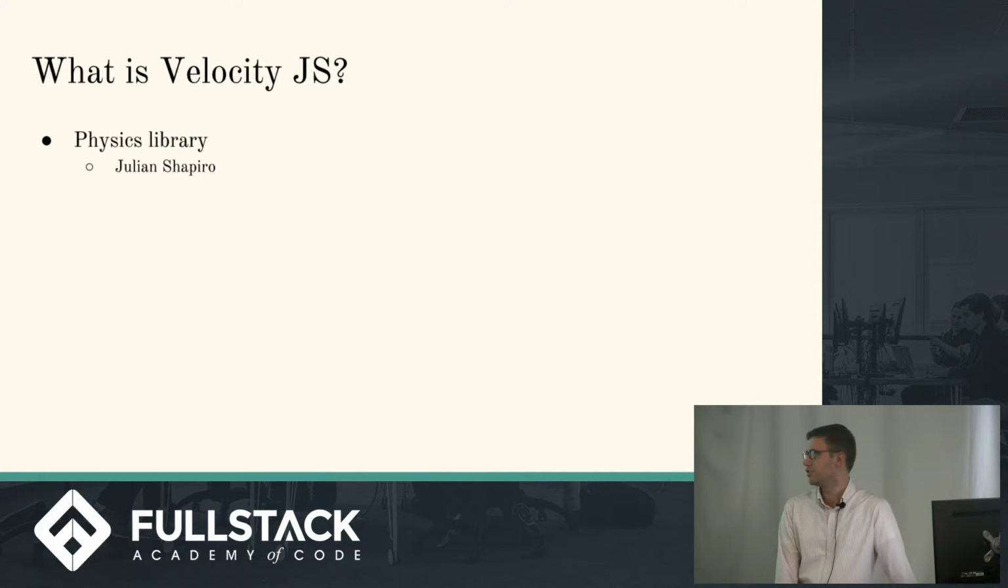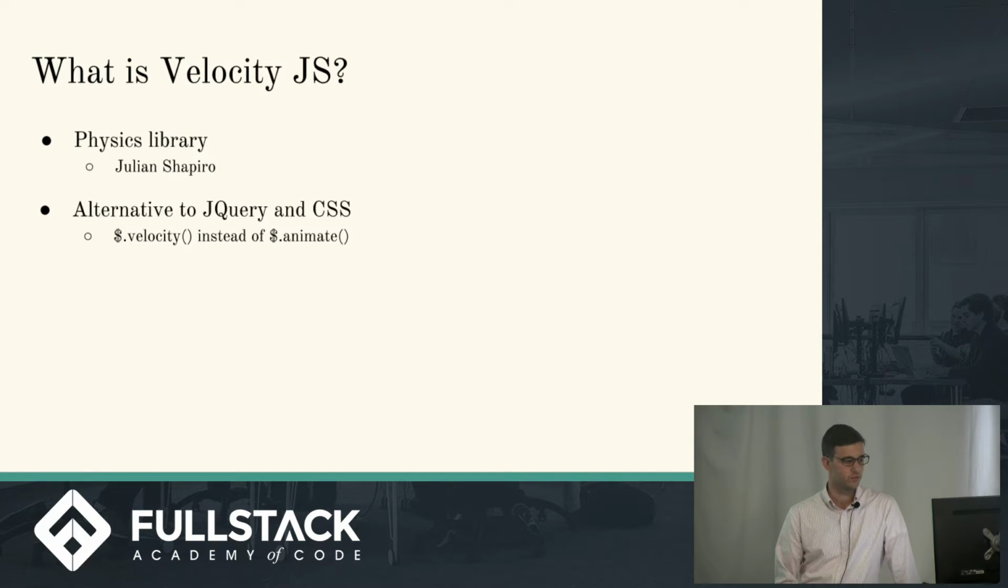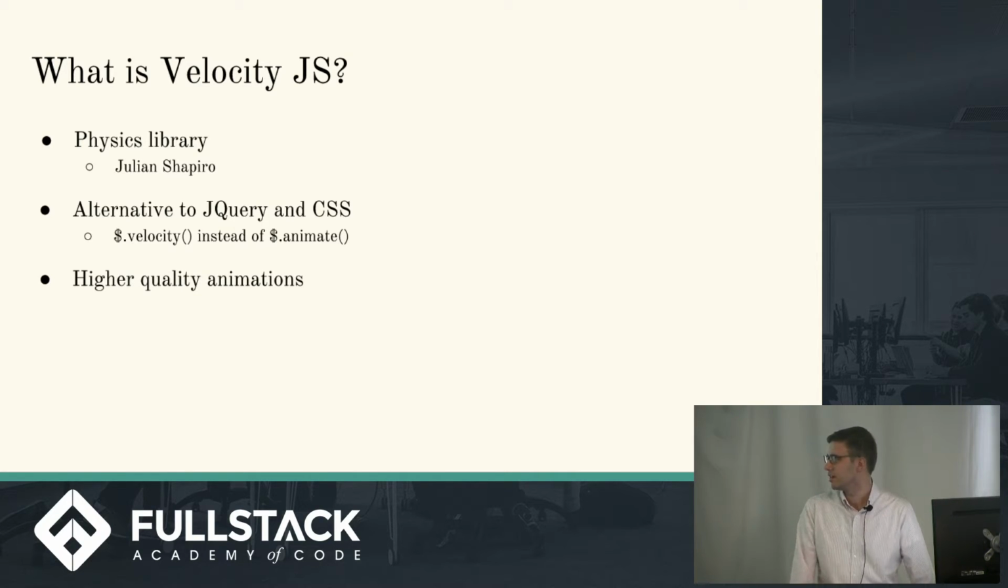So what is Velocity.js? Velocity.js is a physics library, or better said, an animations library that really is closely related to jQuery and CSS. It was created by Julian Shapiro to solve the problem of jQuery's sluggishness when animations become too complex and very large and complicated. And as you can see, it changes its .animate in jQuery to .velocity and includes some other really cool features that I'll get to in a minute. And as I mentioned, it creates higher quality animations that provide a smoother and crisper experience for the user.